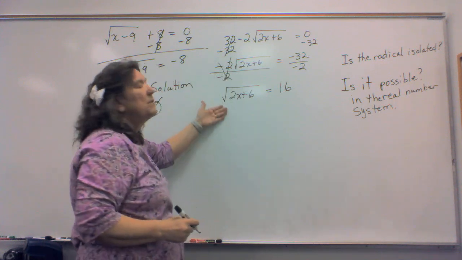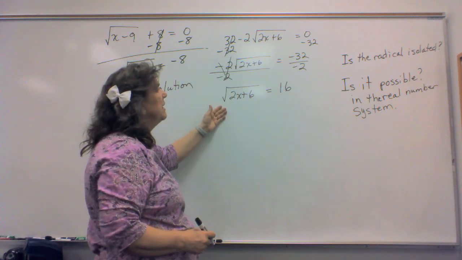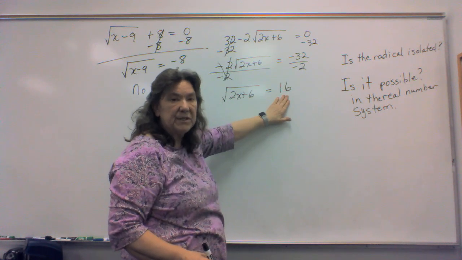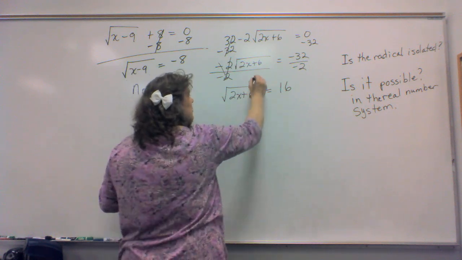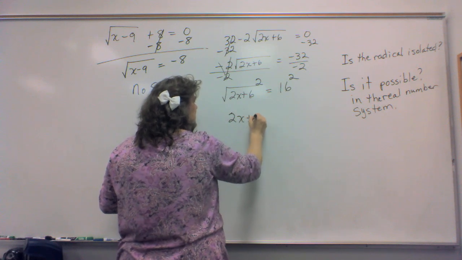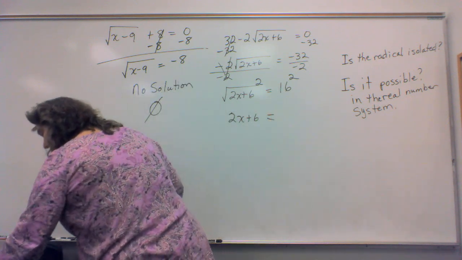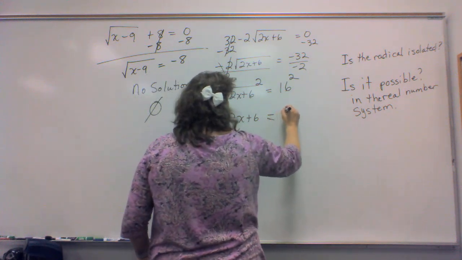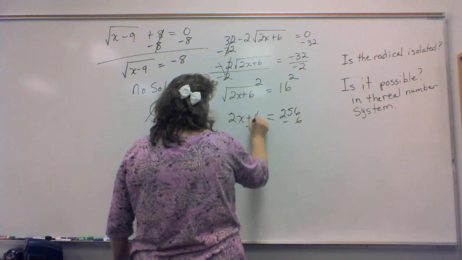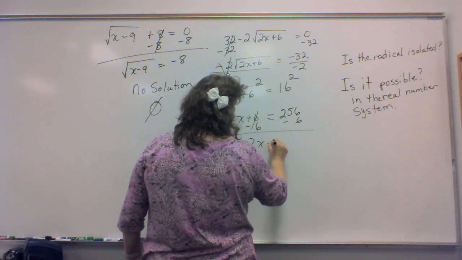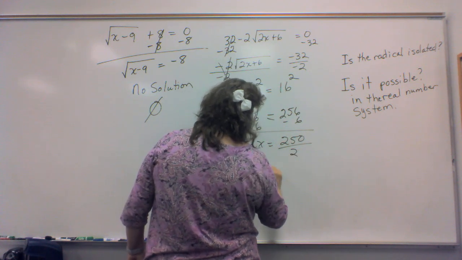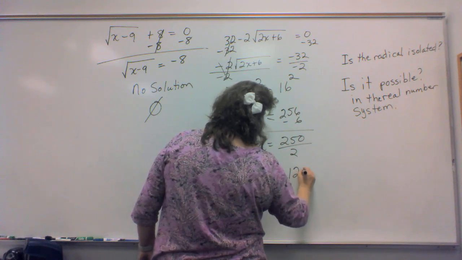Now, is the radical isolated? Yes, it is. Is it possible? Yes, it is, because this is greater than or equal to 0. So now, you're going to undo your radical by squaring both sides. 2x plus 6 is equal to 256. Now subtract your 6, and I get 2x is equal to 250, divided by 2, and x is equal to 125.